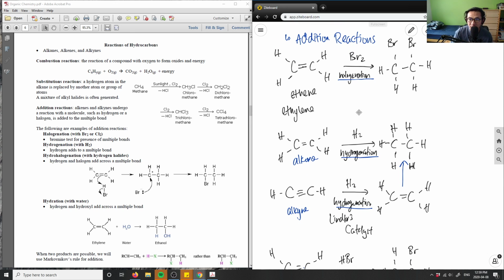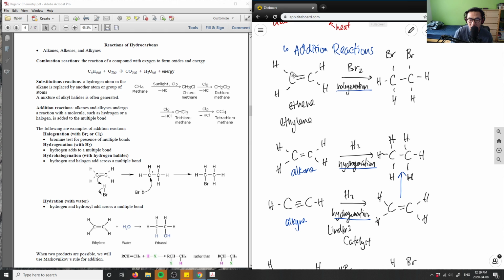And then I looked at all my addition reactions. So I looked at halogenation, where I have Br2 or Cl2. I'm adding to this double bond, right? So with this Br2, one bromine is going to attach to the first carbon, the other bromine is going to attach to the second carbon. I make here 1,2-dibromoethane. So don't worry about the naming of this, but we'll name alkyl halides probably next week or something like that.